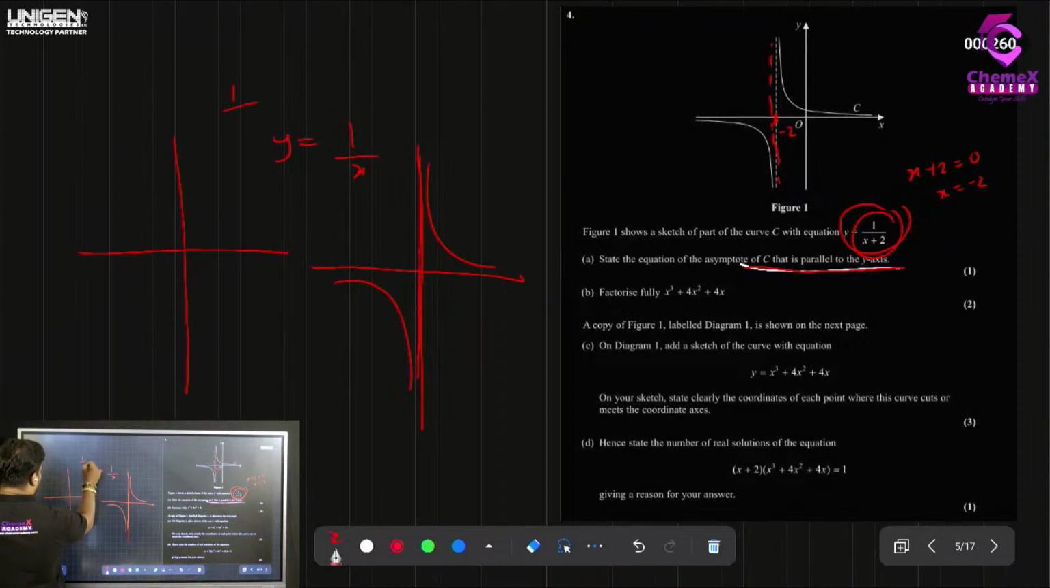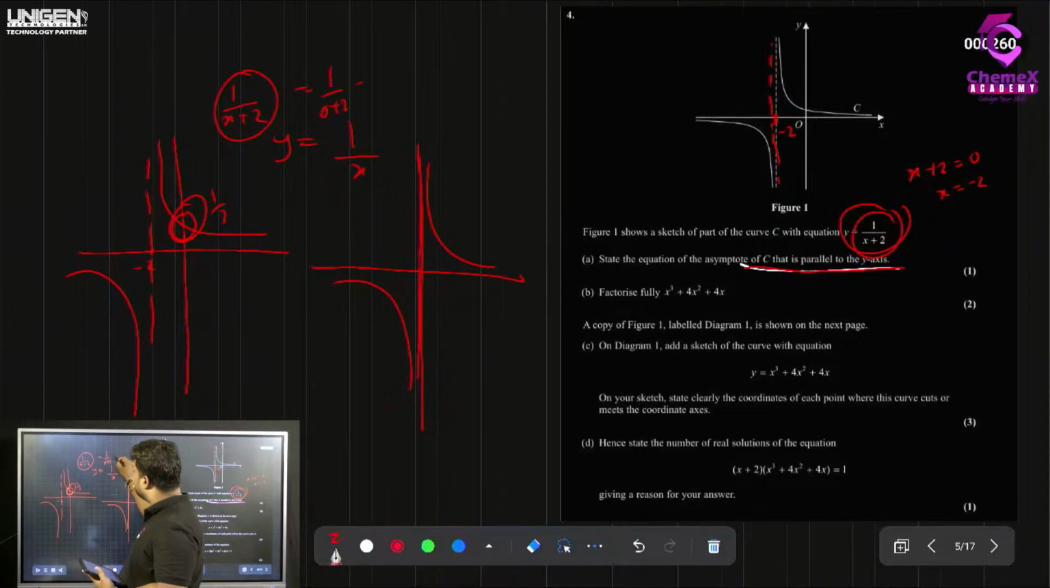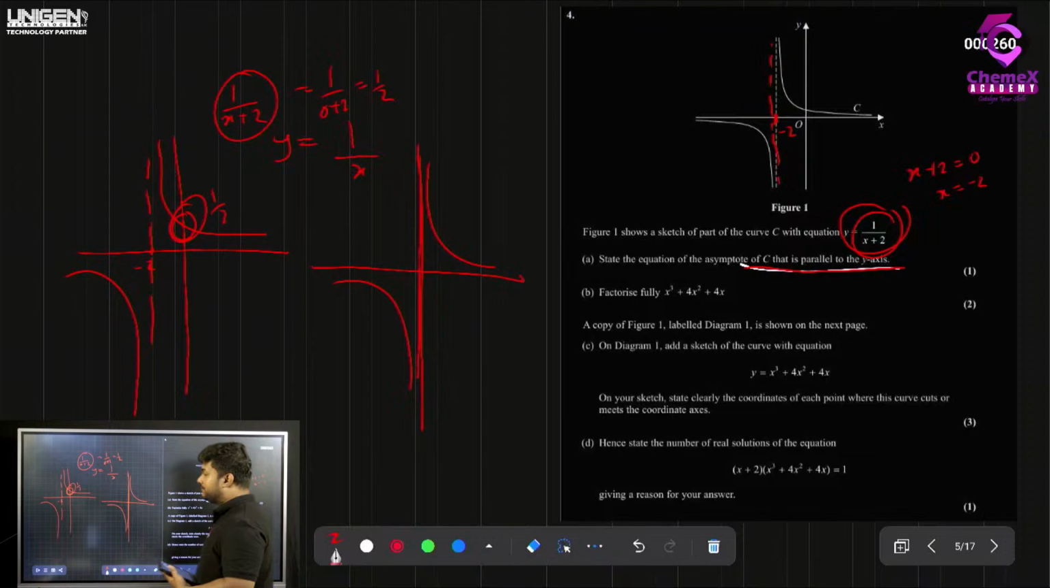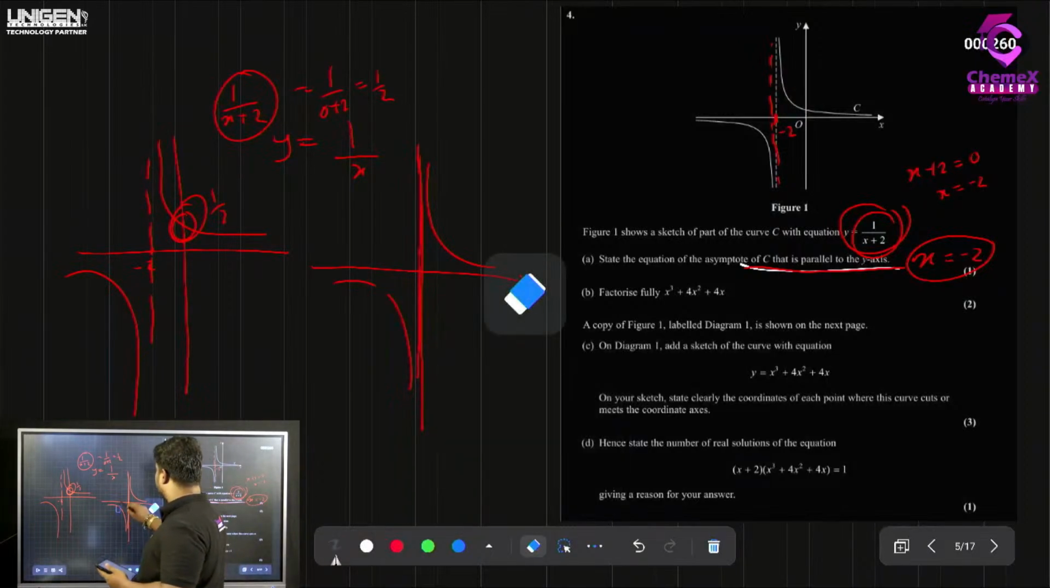So 1 over x plus 2 will go from where? This is going to be minus 2. What is this place where it cuts the axis? How do you find that? When x is zero, what is y? 1 over 2, because when x is zero it is 1 over 0 plus 2. So 1 over 2. Got it? They haven't asked that this time. I just explained it to you. They are just asking what is the asymptote? x equals minus 2. Then B part, factorize fully. How do you factorize this?